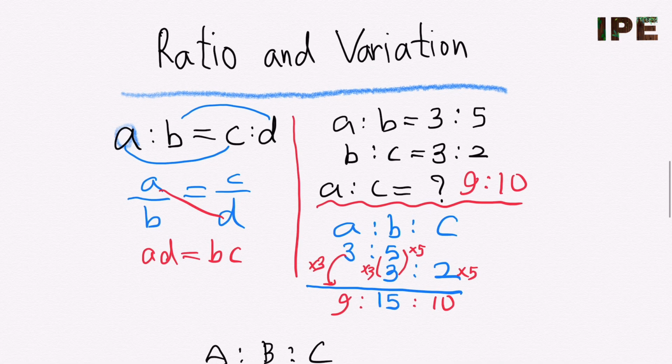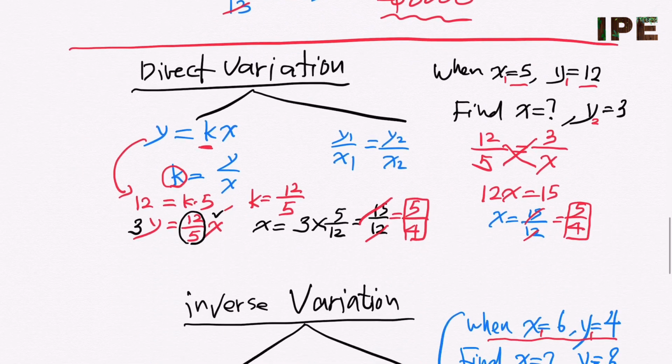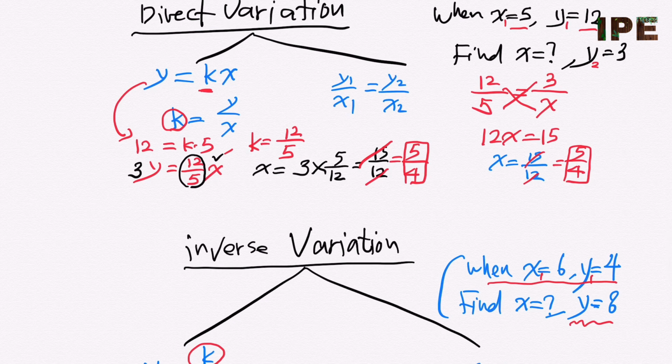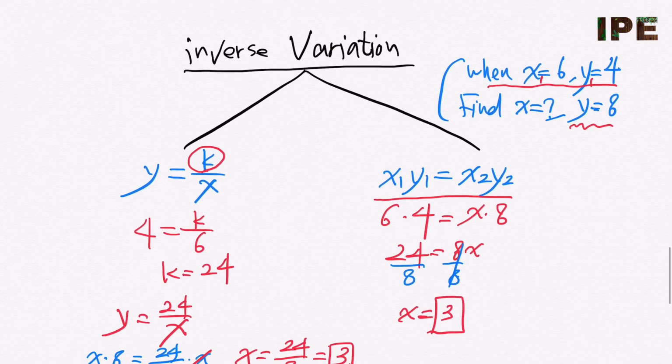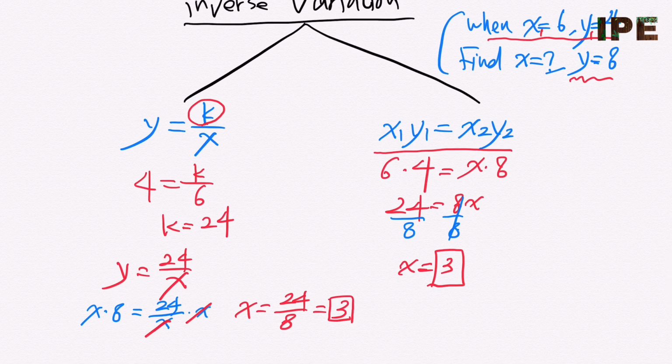Okay, ratio problem, direct variation problem, inverse variation problem. A ratio problem is usually A to B equals C to D. Change it to A over B equals C over D, and then do cross multiplying. That is the basic way to solve the problem. And a direct variation problem is the equation y equals kx. You can use that equation, or you can use y1 over x1 is equal to y2 over x2 to solve. For an inverse variation problem, what was the equation? y equals k over x was the equation. Or you can use x1 y1 equals x2 y2. It's all about this topic today.